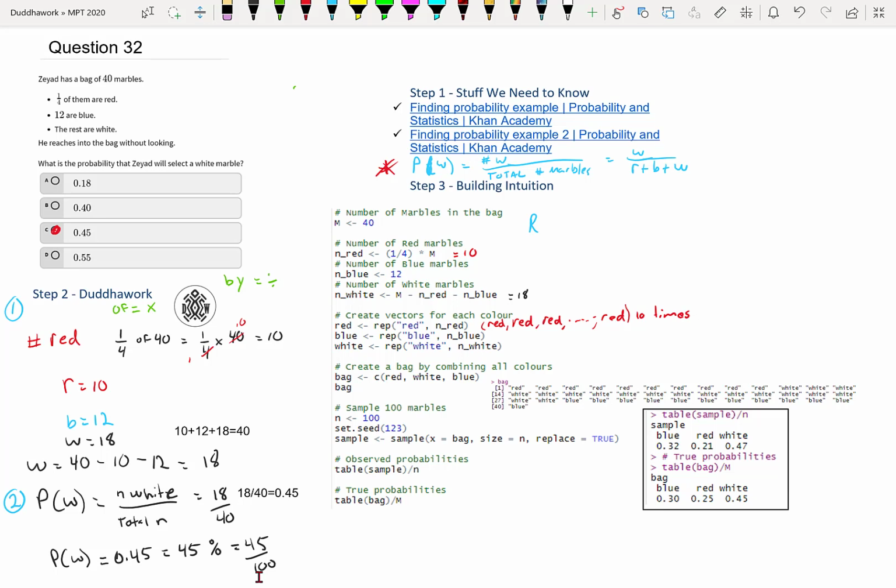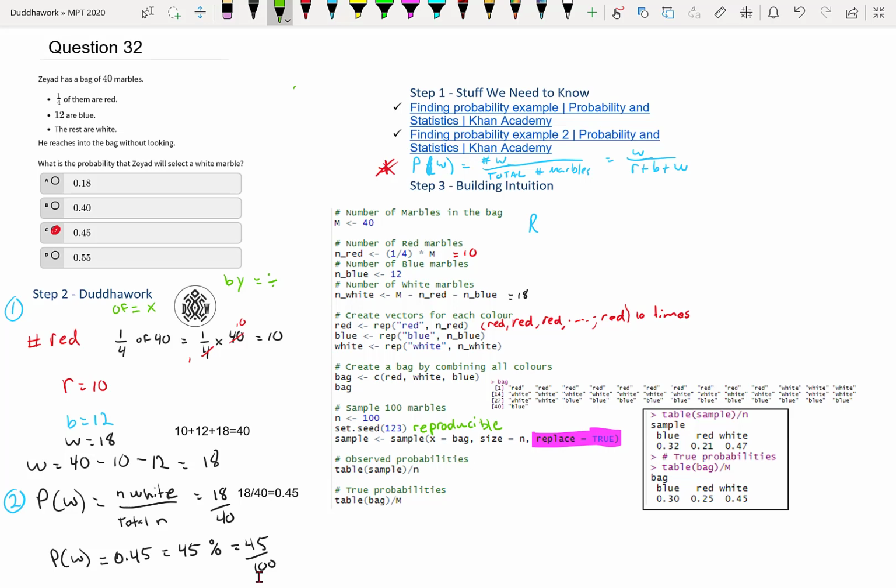So now we can sample. That means you can pick 100 marbles from this bag. And every time you take out a marble, you put it back. So that's the replace equals true. That means you put it back, so the probabilities stay constant. So when you put it back and you pick 100, this part, the set seed, is just so we can reproduce this example. So if you type this code in R, you'd get the exact same numbers as I did, whereas otherwise it'd be random and you might be a little bit off.